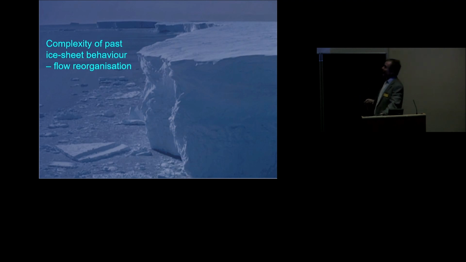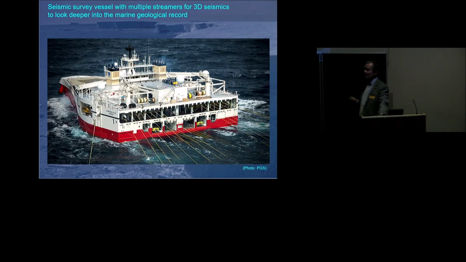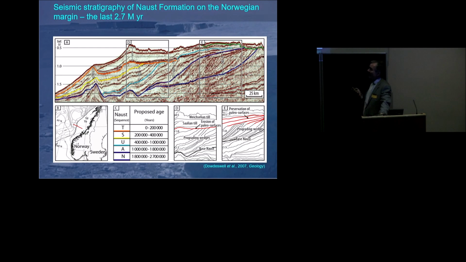And then finally, what about the complexity of the system? As our tools increase in their resolution, and as we get more and more access to three-dimensional seismic data sets from industry, our world looks all the more complex. This is an old 2D reflection seismic line from the Norwegian margin, going back through the last 2.7 million years. What we see here is that in some areas, the reflectors, which represent a paleo shelf and a paleo slope buried deep beneath the present sea floor, are preserved. In other parts, the slopes have been eroded by subsequent ice sheet advances.